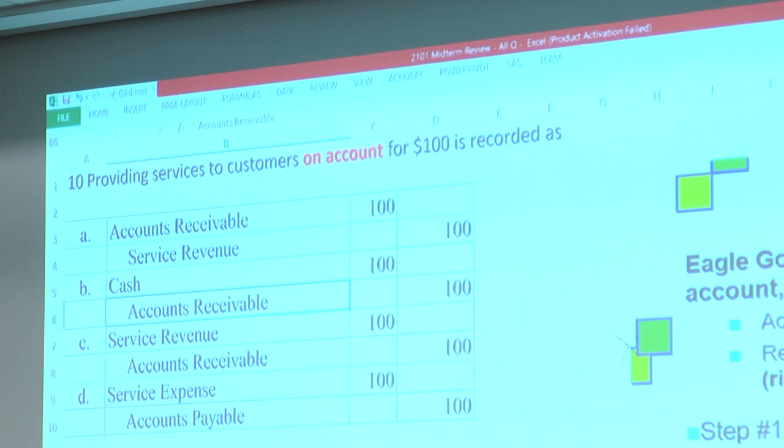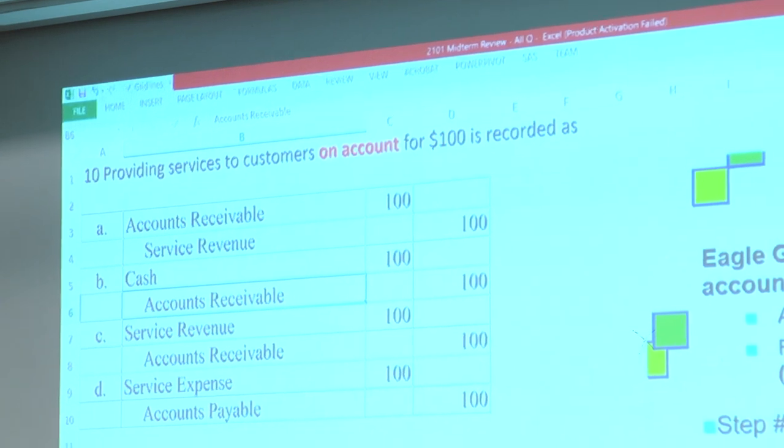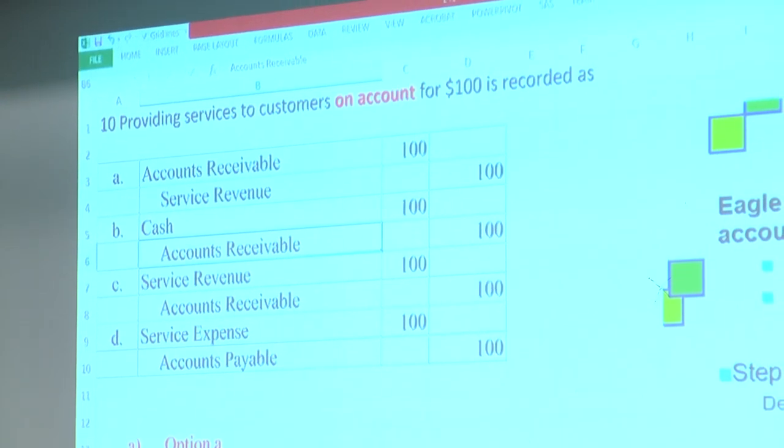Question 10. Providing service to customers on account for $100 is recorded as, so journal entry, recording, right? And the key word here, on account. We have seen it before. On account means an alternative way of cash. So it can mean both receiving cash or giving out cash, the alternative. And now we are providing service.